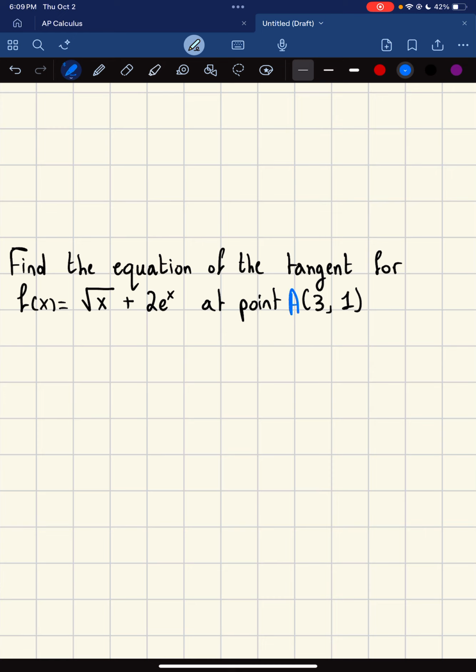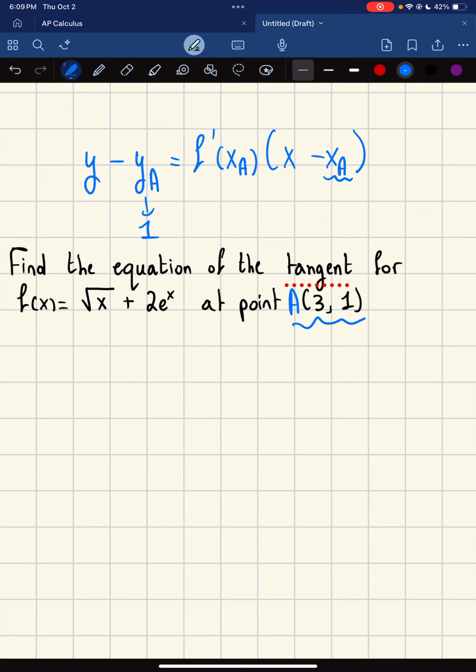The formula suggests that y minus y of a is equal to f prime of x of a multiplied by x minus x of a. Now, what is y of a? According to the point that they gave me, it's 1. What is x of a? It's basically 3. So what is left for us to find? F prime of x of a. And f prime of x of a, by the way, it's the same as f prime of 3, because x of a is basically equal to 3.